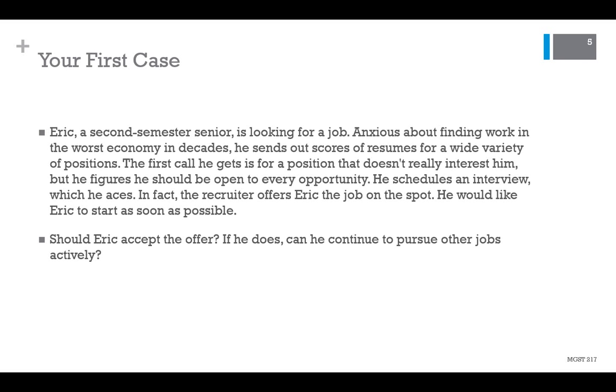He schedules an interview, which he aces, and in fact the recruiter offers Eric the job on the spot. He'd like Eric to start as soon as possible. So the question here is, should Eric accept the offer? And if he does, can he continue to pursue other jobs actively? I'll let you take a second there to think about that situation, because it certainly is a situation that many students find themselves in.